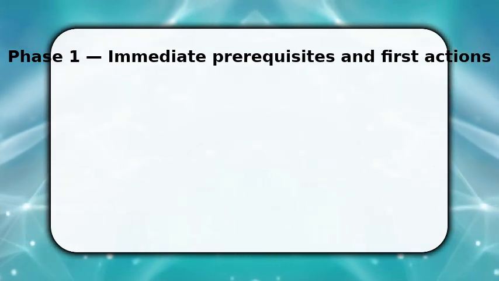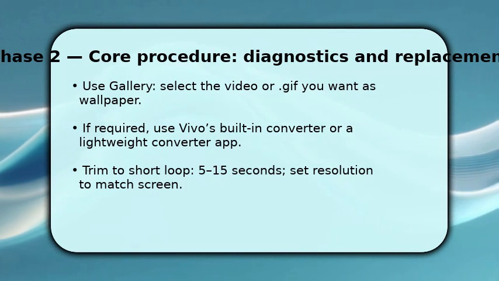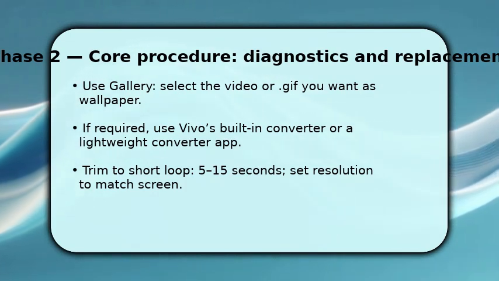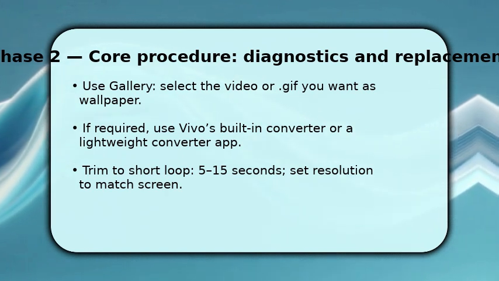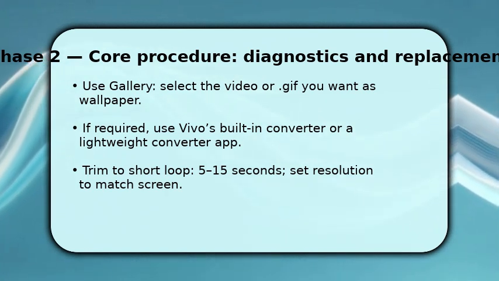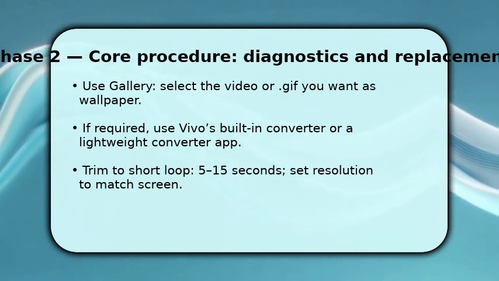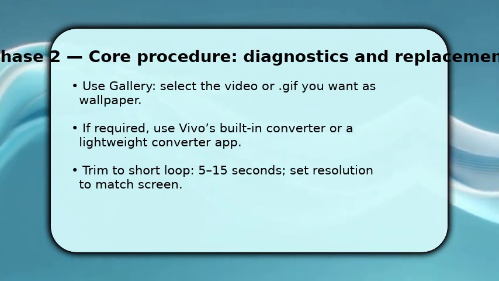This ensures the preview. You now pick the media in Gallery and tap the three-dot menu or Set as option. Choose Live Wallpaper if visible. If the phone requires a converted format, use Vivo's Convert to Live Wallpaper tool in the picker or a small converter app. This preserves loop and size.